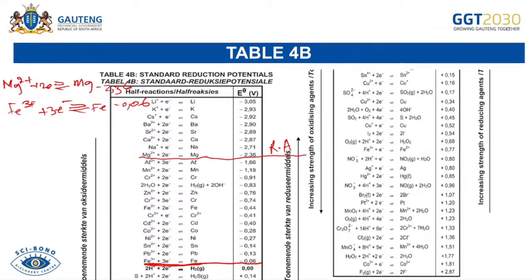So when you read that table, it must have meaning to you, to say which one between Fe and Mg has more ability to gain electrons. And if you check always on table 4b, the very same one, your reducing agent is at the top there on the right, that is the one that will lose electrons, and the one at the bottom is where you will find your strongest oxidizing agent.